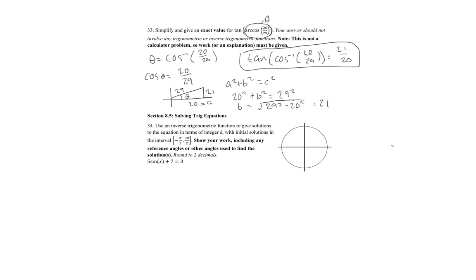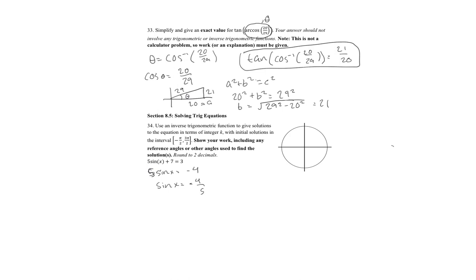Okay, so for number 34, we have to use an inverse trigonometric function to give solutions to the equation in terms of integer k, and then with initial solutions in the interval negative pi over 2 to 3 pi over 2. And so for this, 5 sine x plus 7 is equal to 3, well, we gotta solve for the angle, right? And so what we're going to do is subtract the 7 over, which gives us negative 4. And so then we say 5 sine x equals negative 4. And then we'll have sine x is equal to negative 4 over 5.